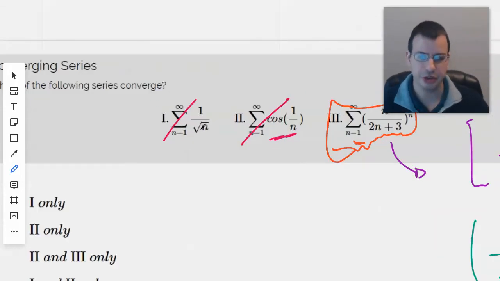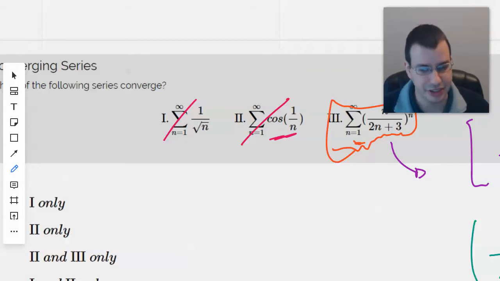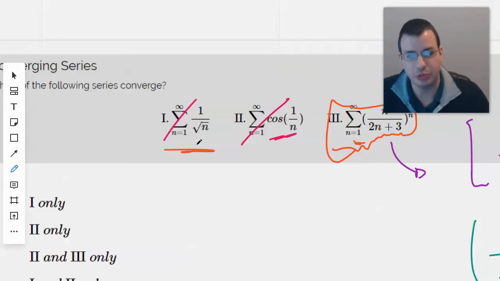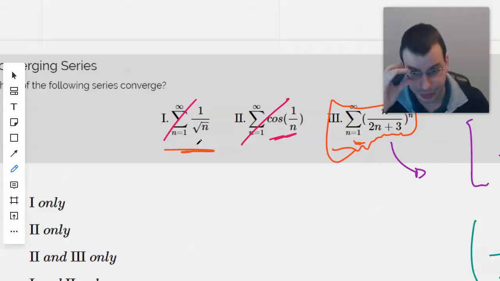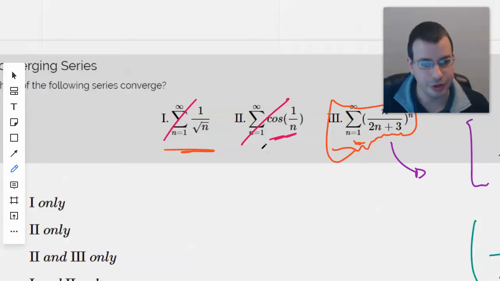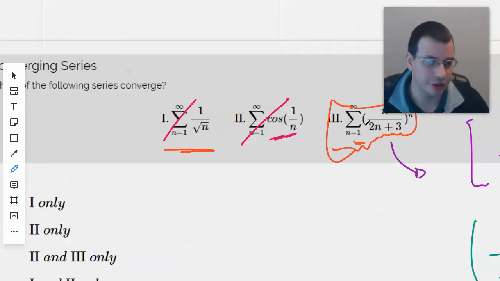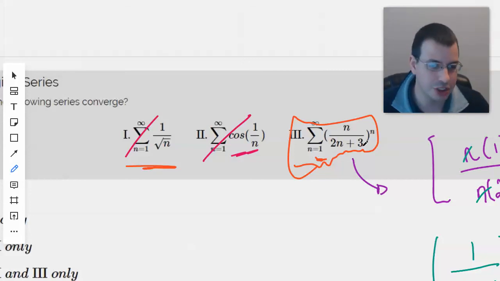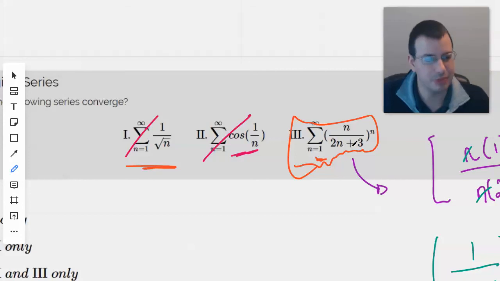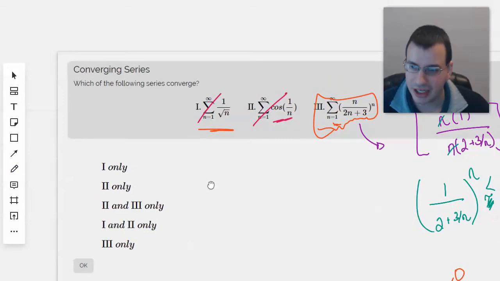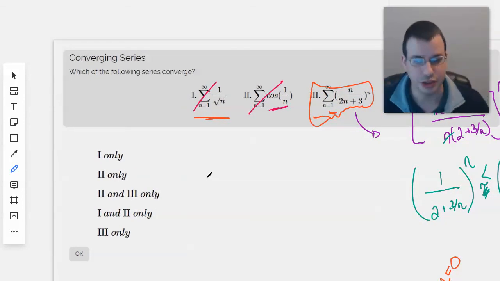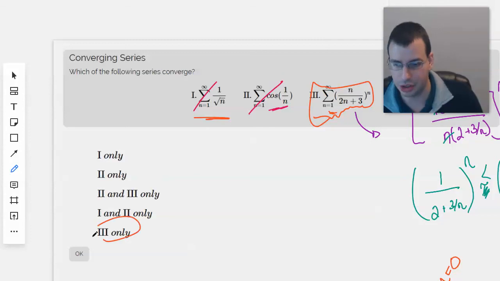So for this one, the other one is a comparison test. With number one, you look at the harmonic series. This is more divergent than the harmonic series, which diverges. So number one also diverges. Number two doesn't go to zero, so it's going to diverge. Then number three is kind of like a geometric series, and the ratio, the thing in the middle right there, is less than one, so it converges. And that is the idea of how you look at these particular series, and you can tell which ones converge and which ones diverge. And bam, there we go.